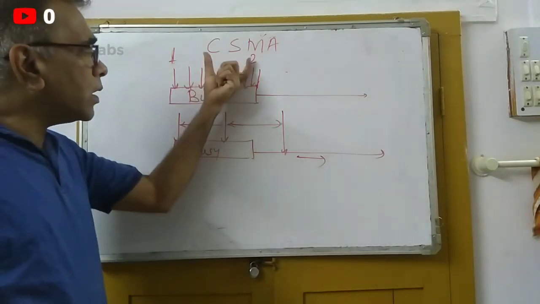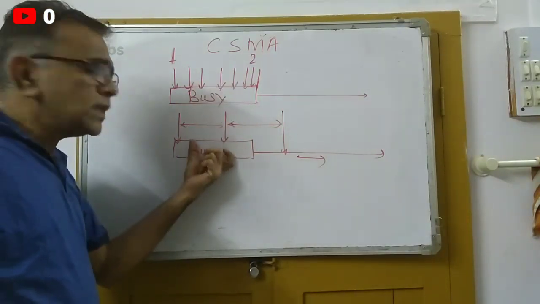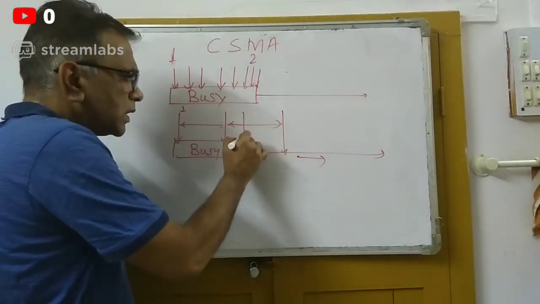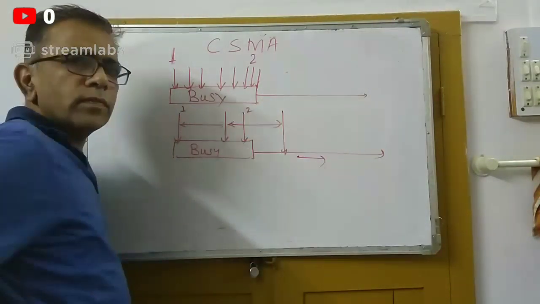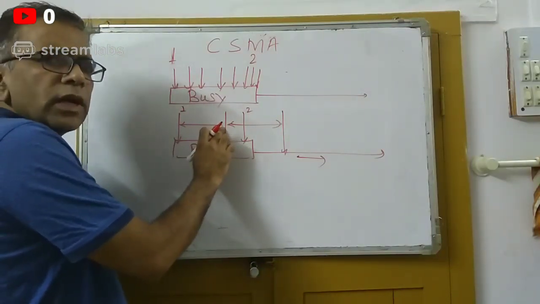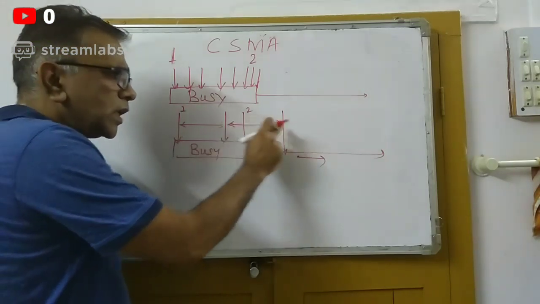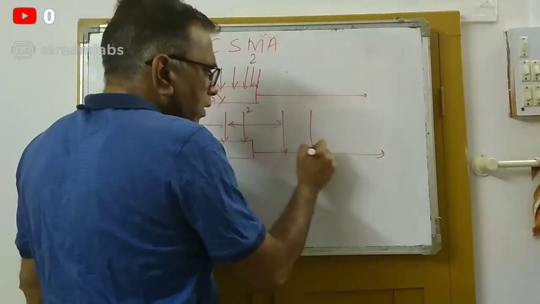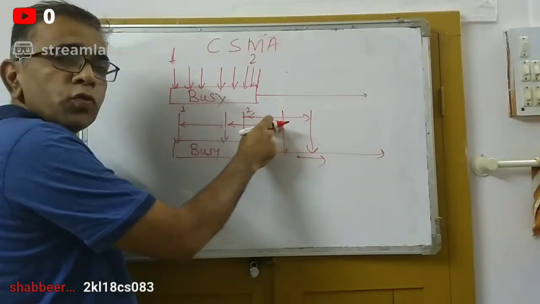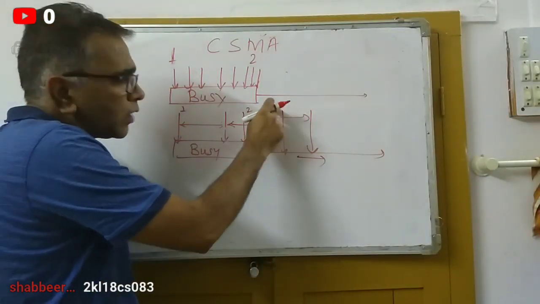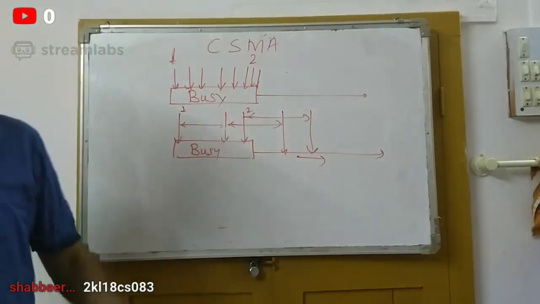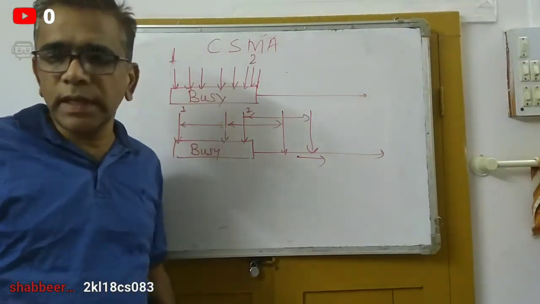But when you take a similar situation, in this case you see station 1 is ready at this juncture, and if station 2 is ready at this juncture, as the rule suggests, the moment it notices, it backs off. This 2 will also back off. So what happens? Whose back off time gets exhausted early will sense the medium again and transmit. So there is less chance of collision in the case of the non-persistent technique.